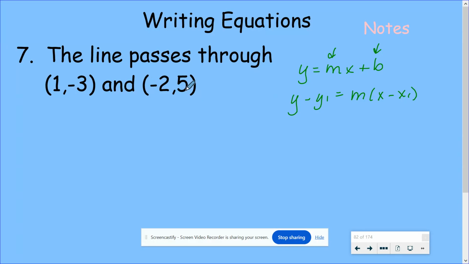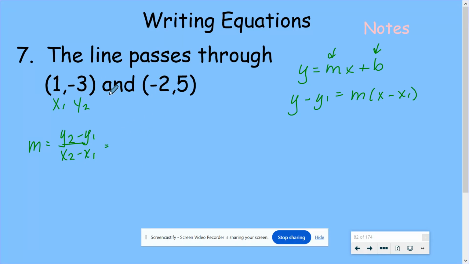I can use either one. It doesn't matter. So I'm just going to use this one. But it wouldn't matter. I could use either one. However, to find what my slope is, I'm going to need to use both of them, because I'm going to have to plug them into my slope formula, which is y2 minus y1, over the difference of x2 and x1.